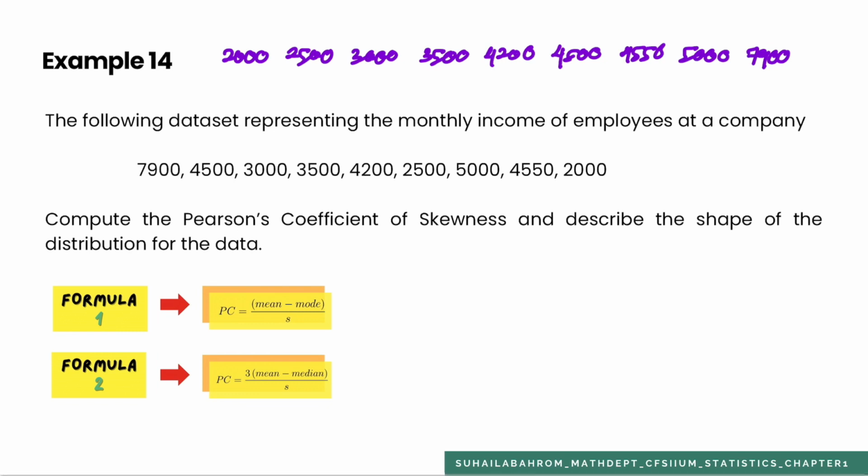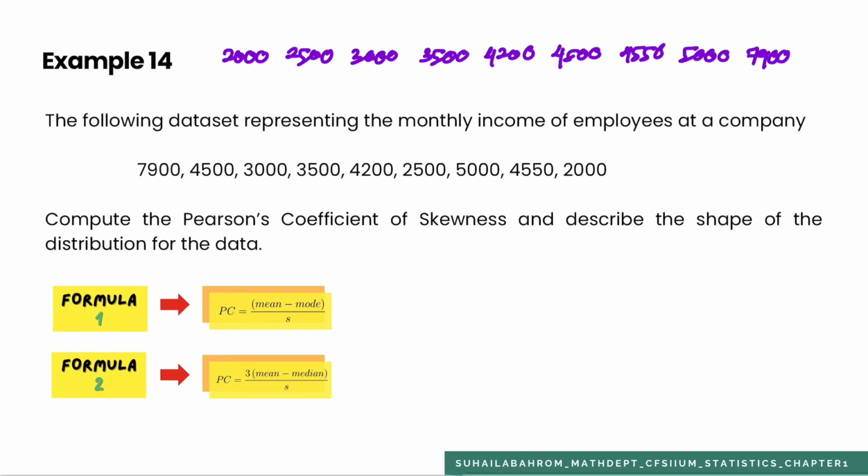The following data set represents the monthly income of employees at a company. So first things first, you have to arrange your data in ascending order. So we have the lowest here, 2000, and we have 7,900. And of course, we can find out the first, second, and third quartile. Let us try to identify here.